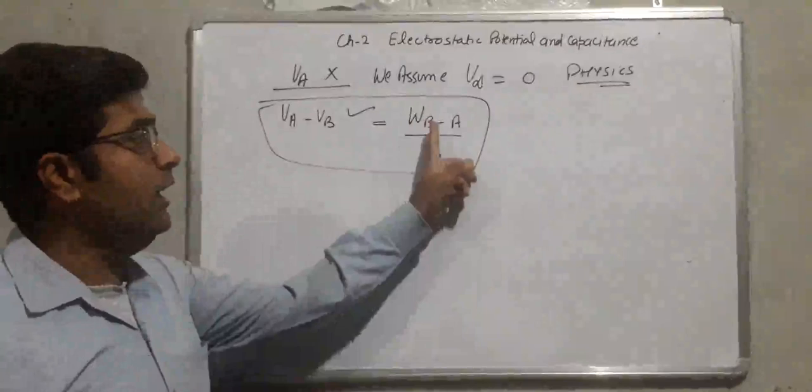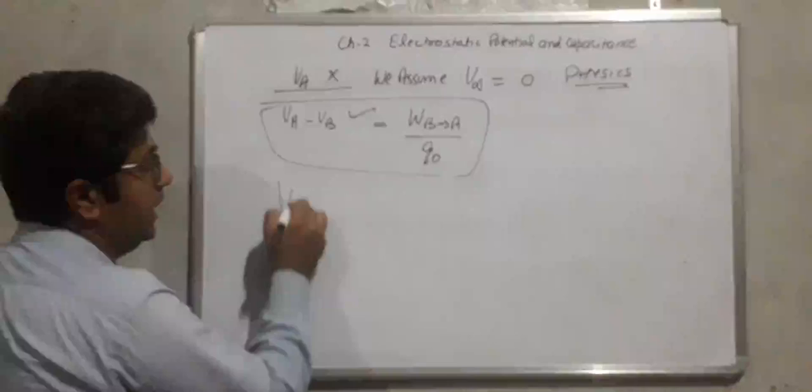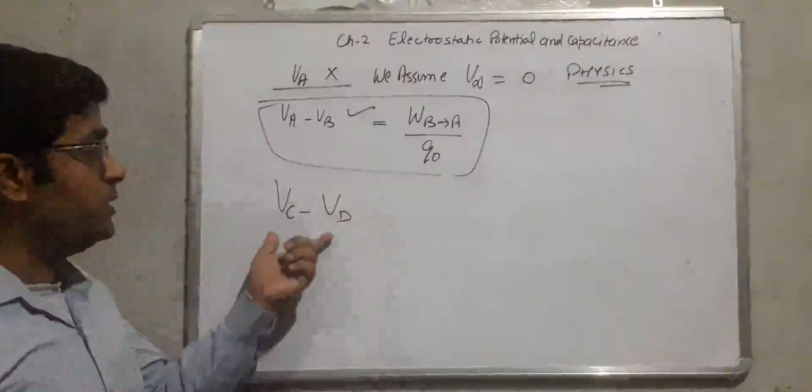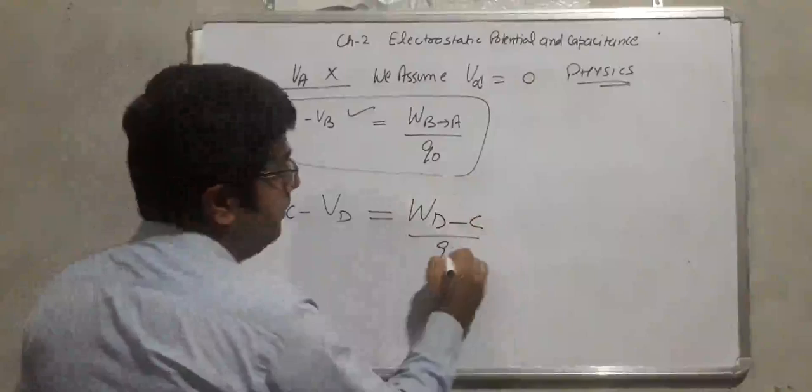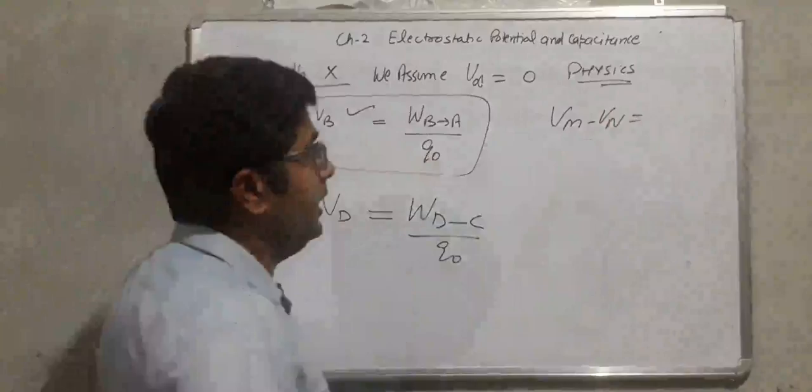So potential of A minus potential of B, what is this? It means we are doing work to take the charged particle from B to A. Just remember the formula from class 10, the amount of work done to take the charged particle from infinity to a point. So here we have A and B, so we have to do work from B to A by taking a test charge. Similarly, if I calculate the potential of C minus D, the potential difference between C and D, it means we have to do work from D to C by taking a test charge. Similarly, we can write potential of M minus potential of N, the potential difference between M and N. So it must be the work done from N to M per unit test charge.